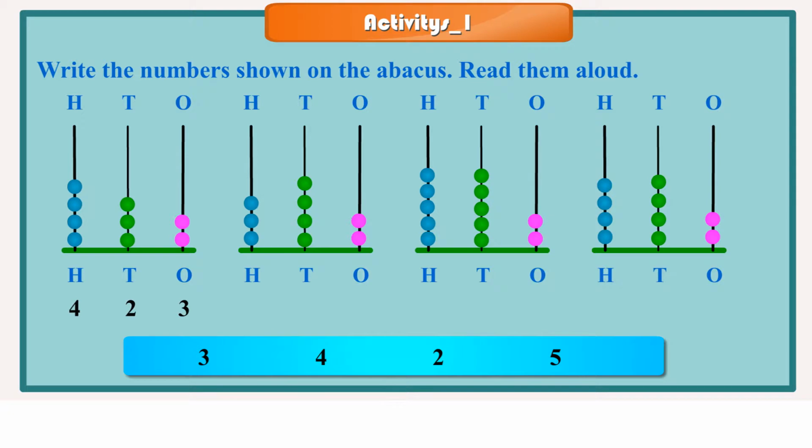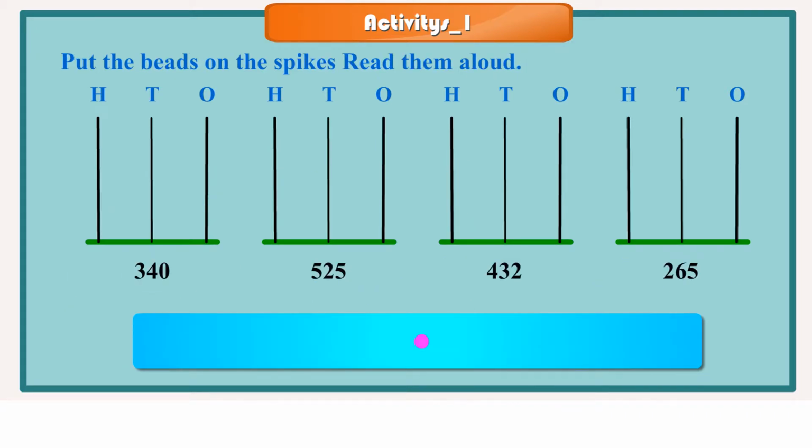Activity 1. Write the numbers shown on the abacus. Read them aloud. Put the beads on the spikes. Read them aloud.